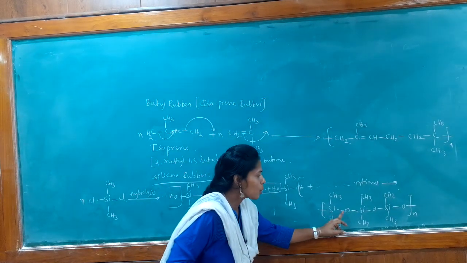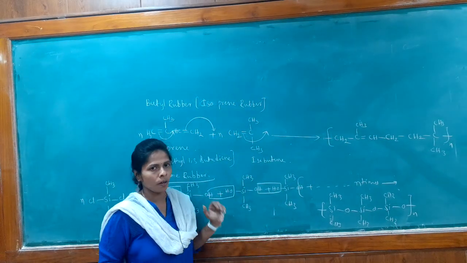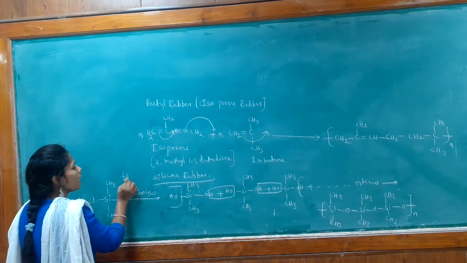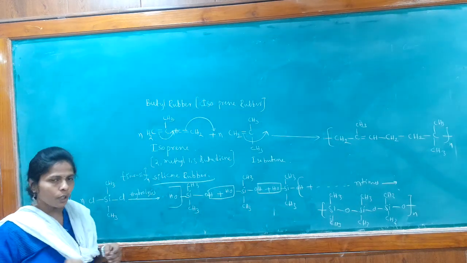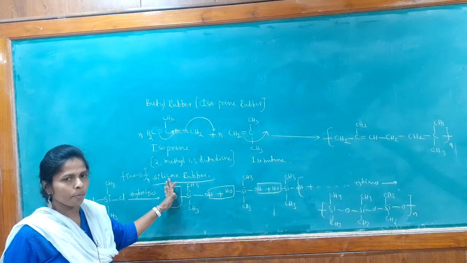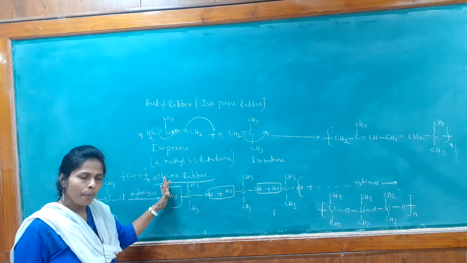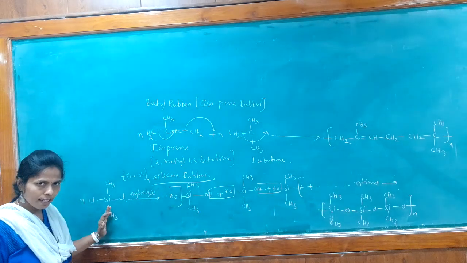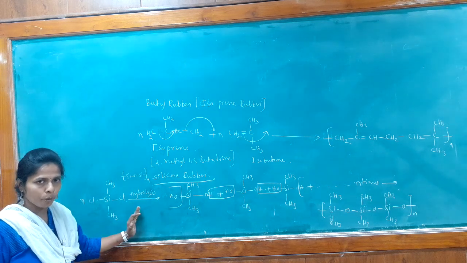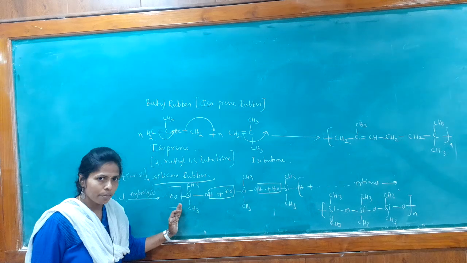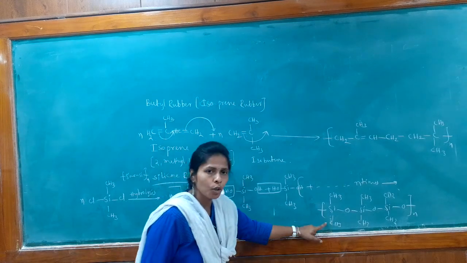So, this Si-O-Si unit repeating for n number of times is called the silicone. So, this is the synthesis of silicone rubber. Silicone rubber is synthesized initially by using dichlorodimethyl silicon. This dichlorodimethyl silicon on hydrolysis produces dihydroxy dimethyl silicon, which on condensation polymerization produces silicone rubber.